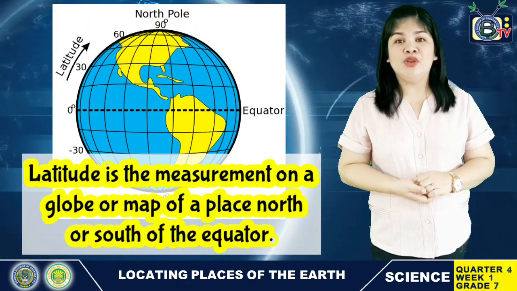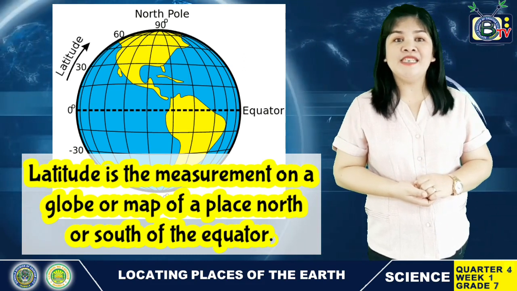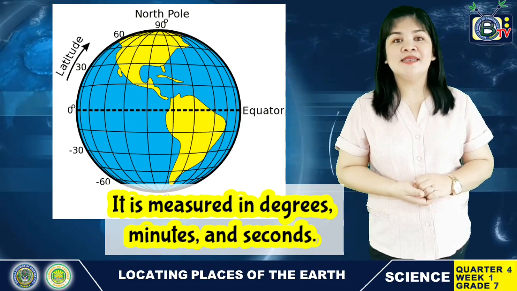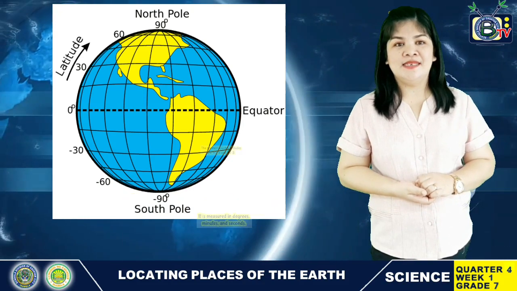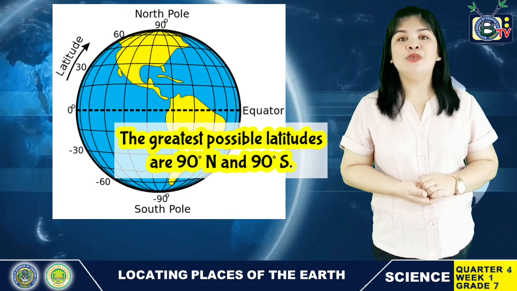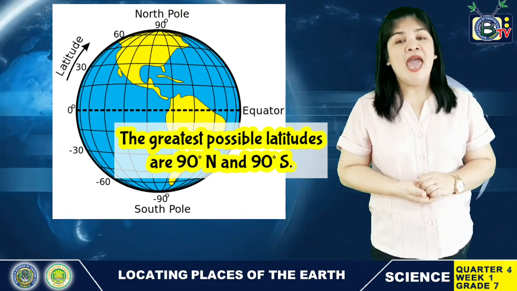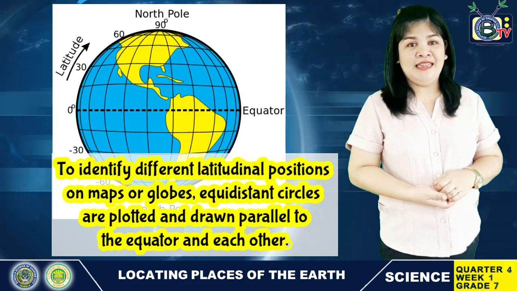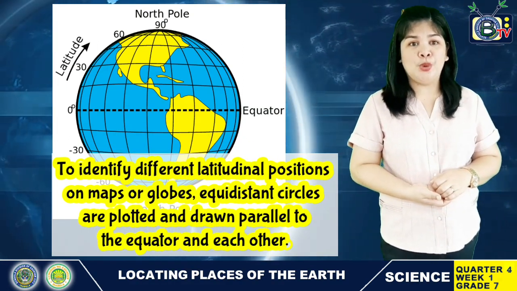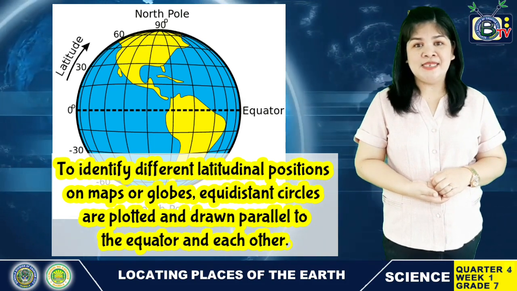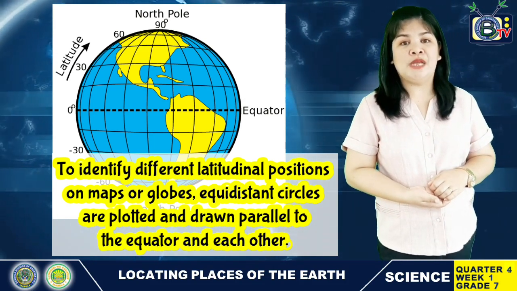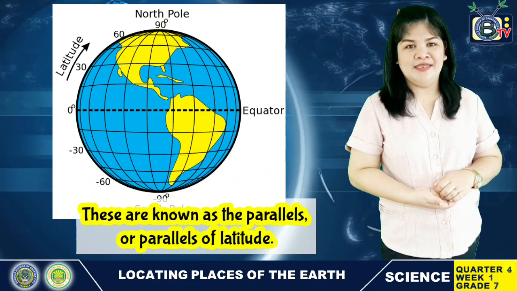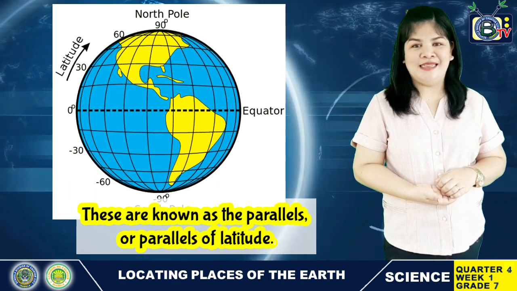Latitude is the measurement on a globe or map of a place north or south of the equator. It is measured in degrees, minutes, and seconds. The greatest possible latitudes are 90 degrees north and 90 degrees south. To identify different latitudinal positions on maps or globes, equidistant circles are plotted and drawn parallel to the equator and each other. These are known as the parallels, or parallels of latitude.